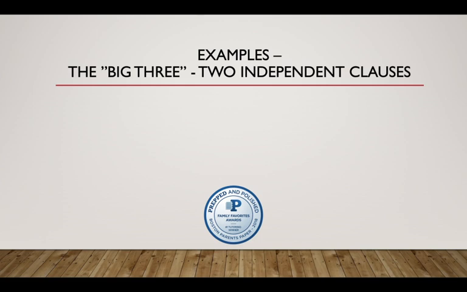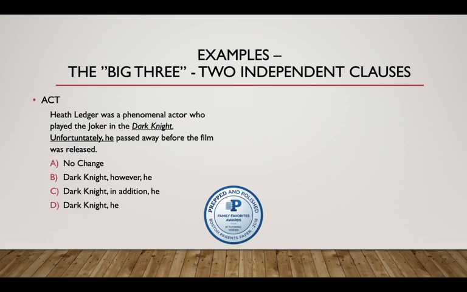All right. Now, we're going to be talking about the big three. First off, again, remember, periods, semicolons, comma plus fanboy. These are all meant to be used between two independent clauses, which means I need to be able to identify when I have two independent clauses. Let's look at an example.